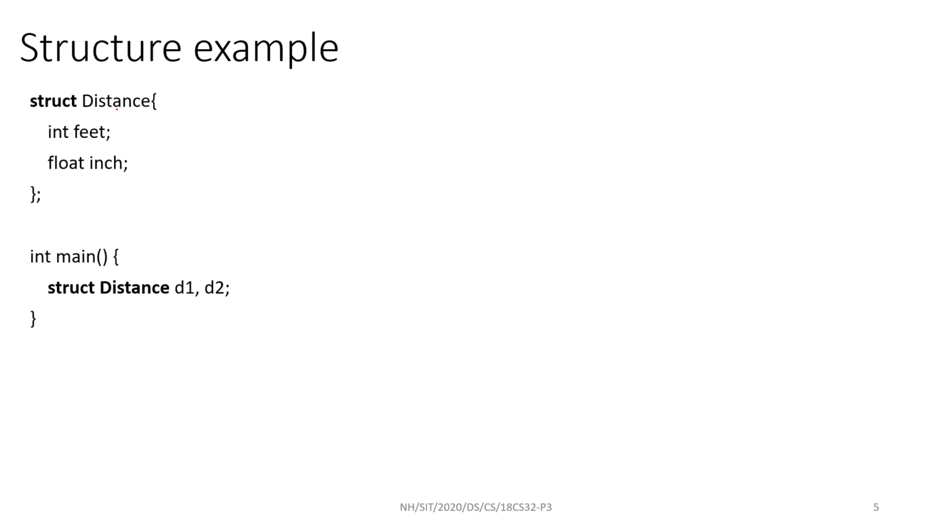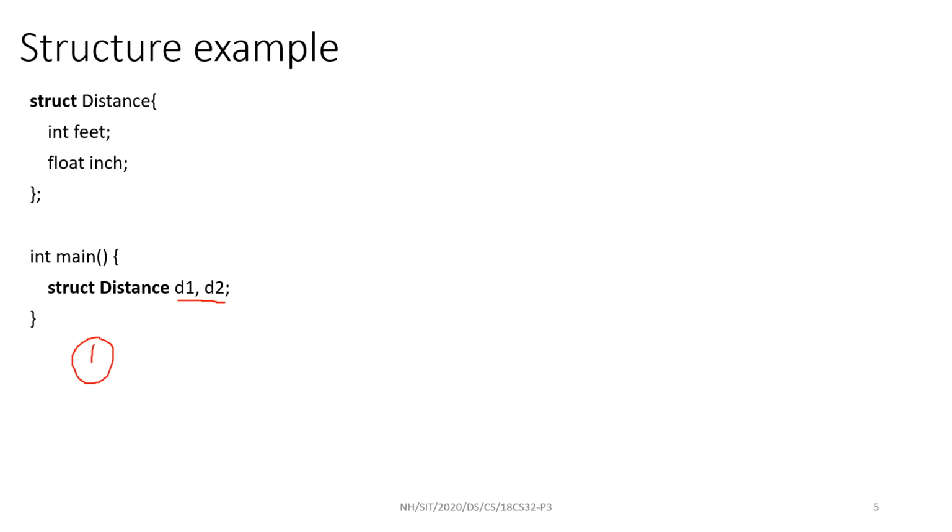Here a distance structure is created which has two fields. I took two fields, one of type int, the other of type float. Feet and inch are two members of the structure. Feet is of type int, inch is of type float. In my program, I'm going to create two variables. These two variables are d1 and d2. d1 and d2 are variables of type distance. What is distance? It is a structure. Struct distance d1, d2. This is one way of creating a variable.